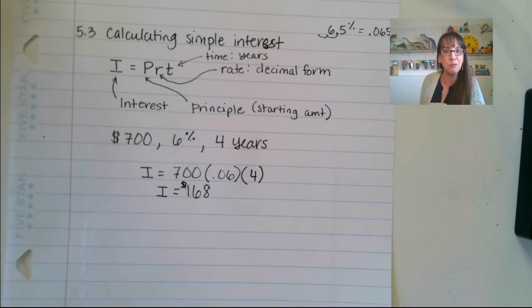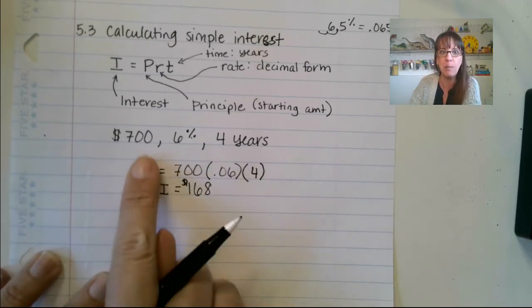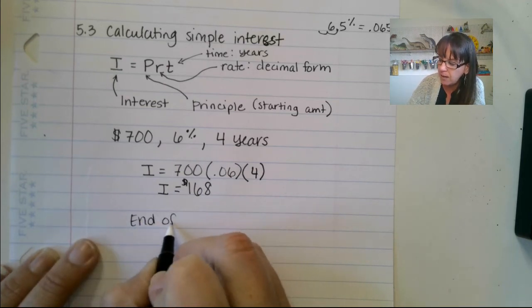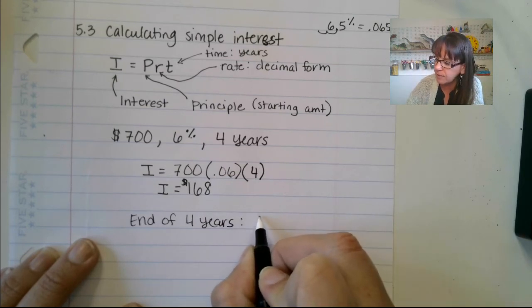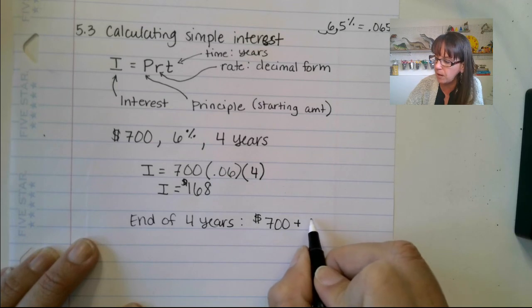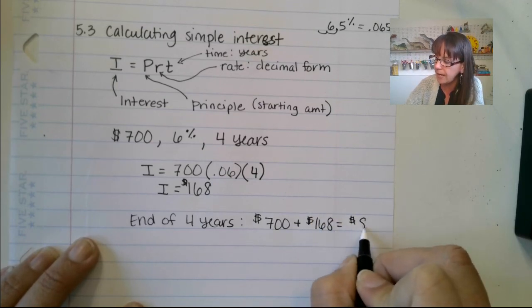Now, always go back and read the question, because if the question says, what is the value of the account after 4 years, it's not just $168. That's just what you've earned. Remember, you still have your 700. So end of 4 years, you have $700. That's that original amount, that principal amount, plus $168 for a total of $868.